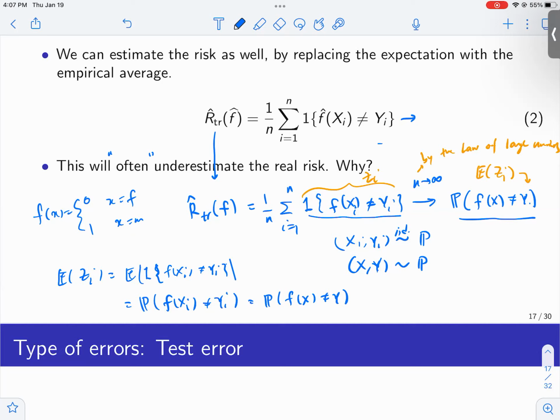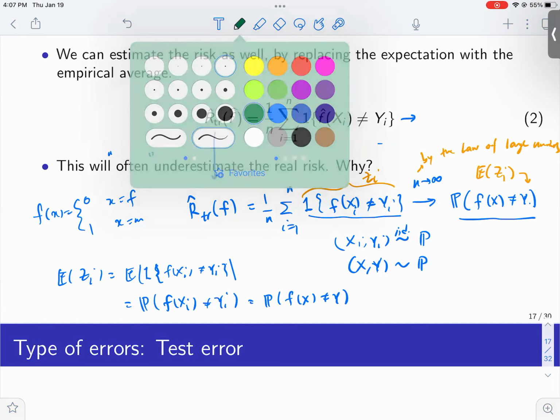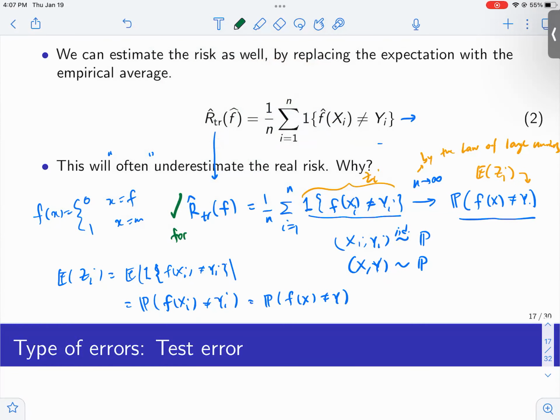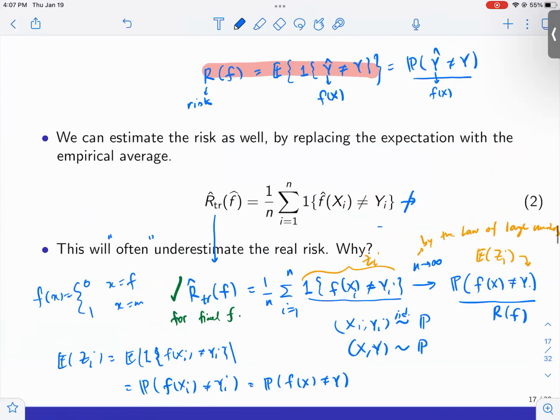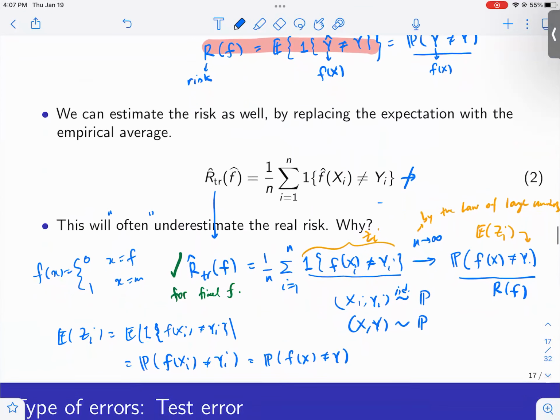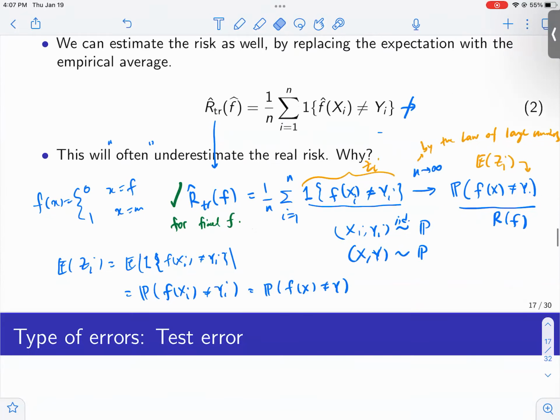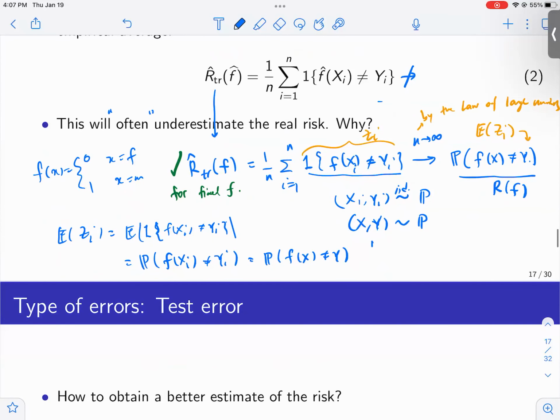If you fix f, by the law of large numbers, this is true for a fixed f. This is going to be R of f, the way I wrote here. If you remember, this is saying that R hat training of f converges, as n goes to infinity, to R of f, which is what I want for a fixed f.